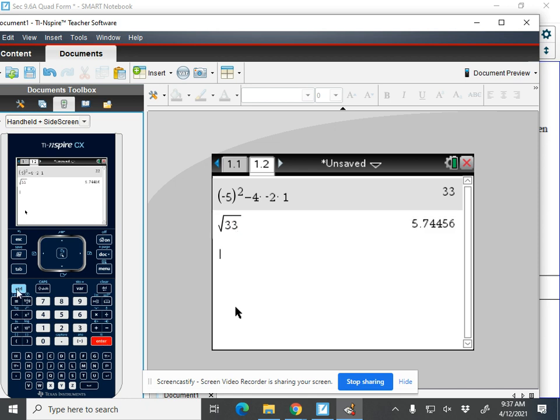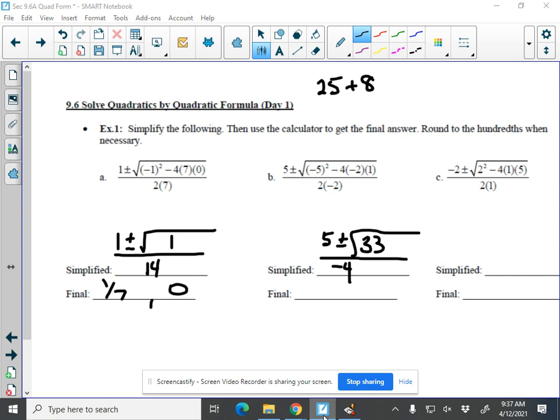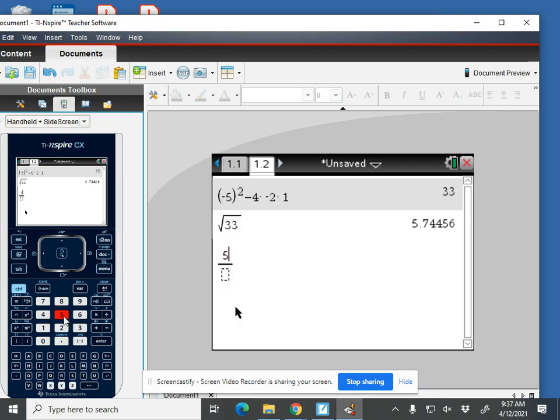So what I'm going to do is I'm going to do this again. I'm going to go control divide. And in the top, I'm going to put 5 plus the square root of 33 over negative 4 and hit enter. Now, what it really did is it took 5 plus 5.7 and then divided by negative 4. And that's what it got.